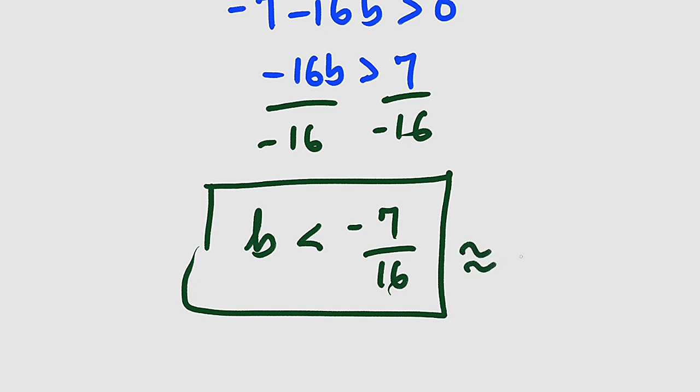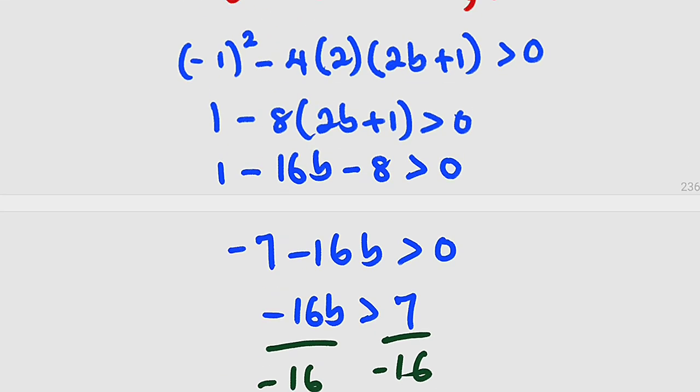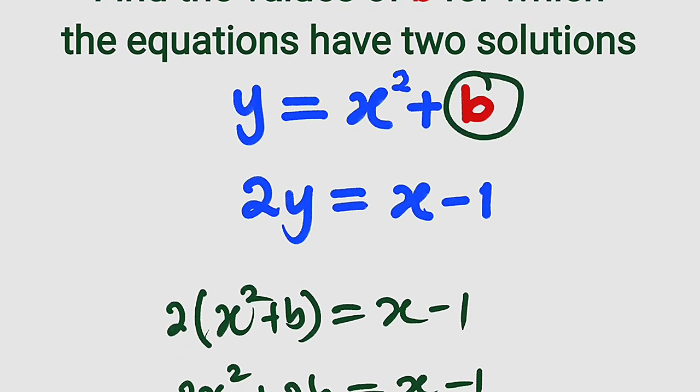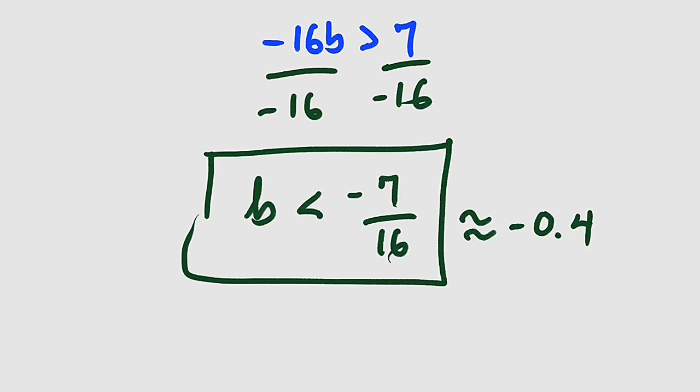And this is approximately negative 0.4. So it means the moment you get negative 0.4, this will not satisfy because it must be less than. So another value that is less than this one is negative 0.5. The moment you substitute b equal to negative 0.5 and solve them simultaneously, you're going to obtain two solutions. So this is exactly what we are expected to obtain. That is, b less than negative 7 divided by 16.